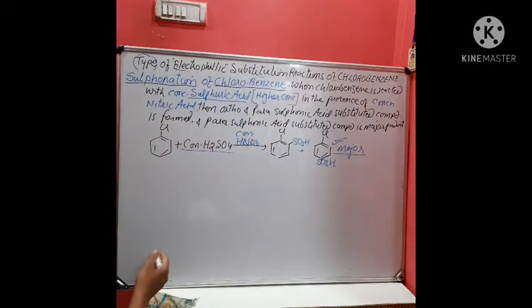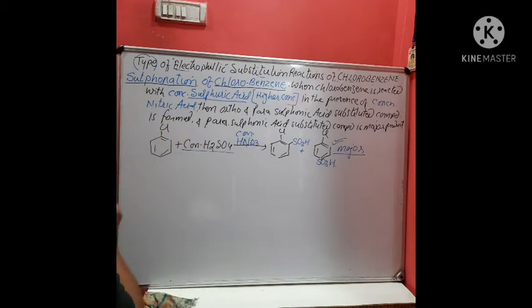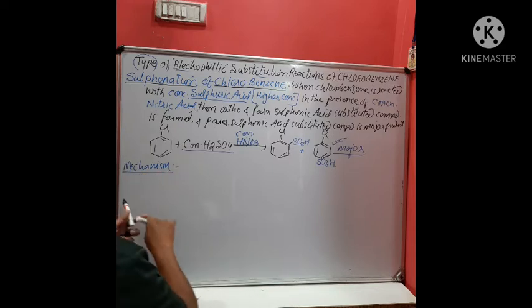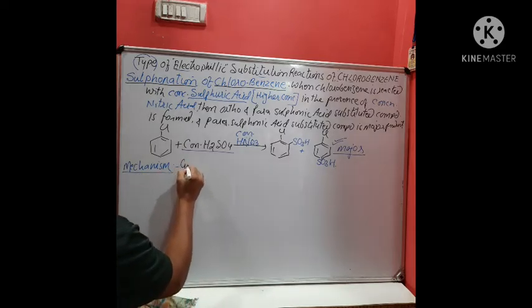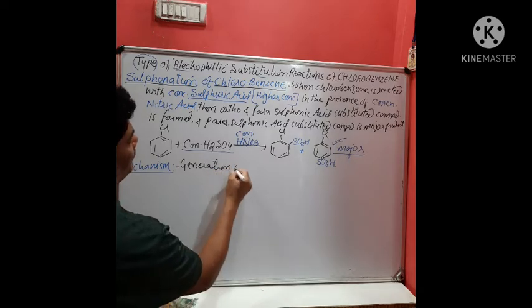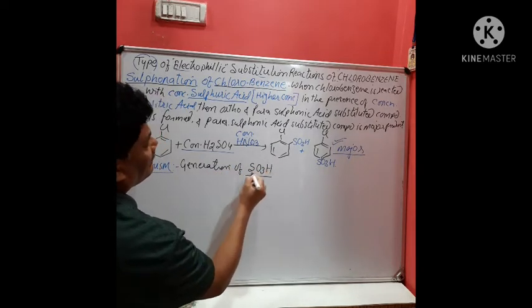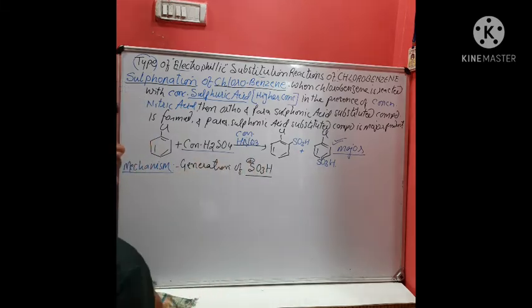Why? This is due to lesser repulsion, as the two functional groups are present in opposite directions. But again I told you, to gain 100% marks you have to check the mechanism. Same thing. What is the same thing? Generation of SO3H, okay, the electrophile. So how is it getting generated?